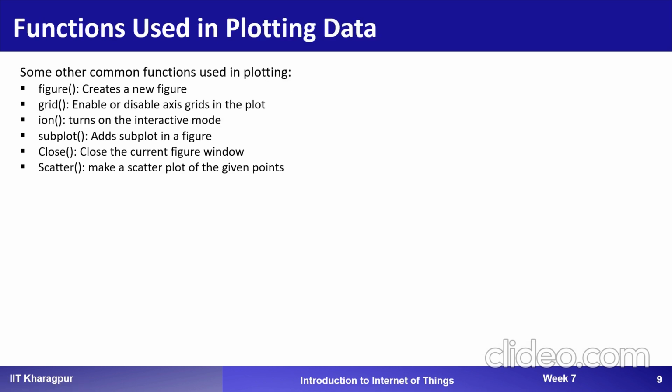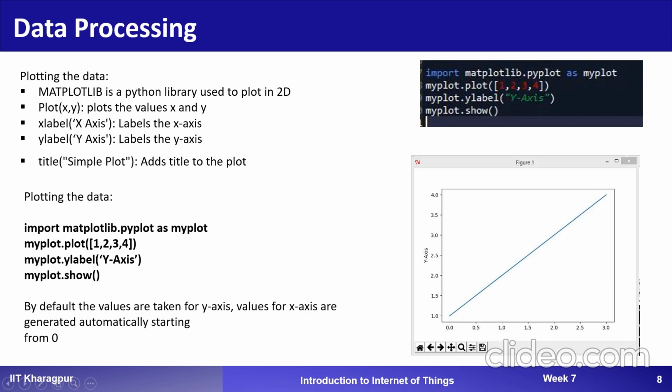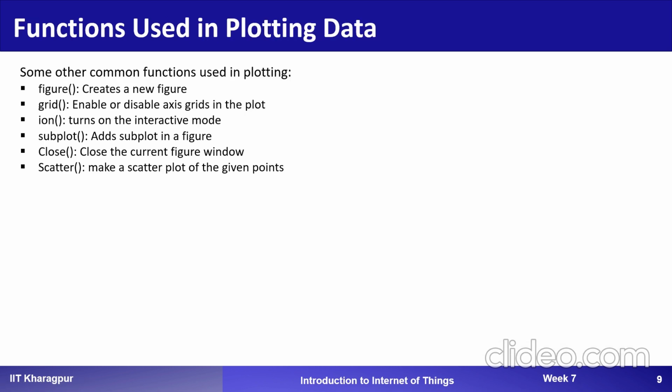Now there are various other functions present in the matplotlib library. The first one is figure, which is used for creating a new figure. Then grid: to enable or disable grids in the plot you can use this function. If you enable the grid, lines will be shown. Then ion, which turns on the interactive mode. Then subplot, for adding a subplot in your figure. Then close, for closing the current window. And for generating a scatter plot, you can use the function scatter.